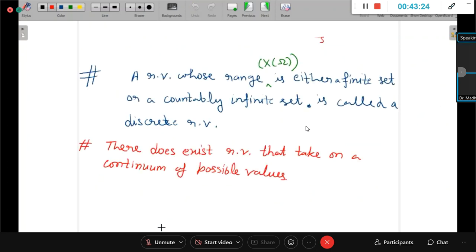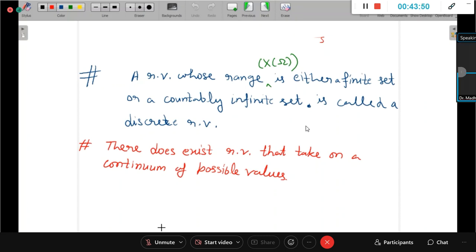Okay, so again, this will identify as a probability mass function. Okay, right. So now we can define a discrete random variable. A random variable whose range is either a finite set or a countably infinite set is called a discrete random variable, as simple as that.